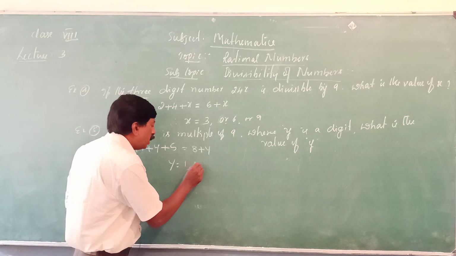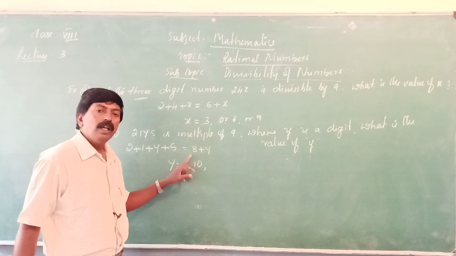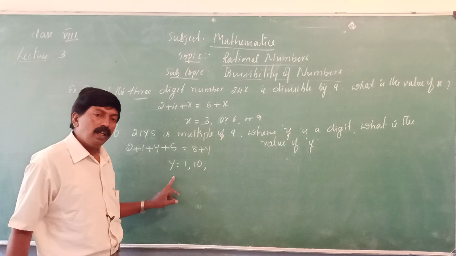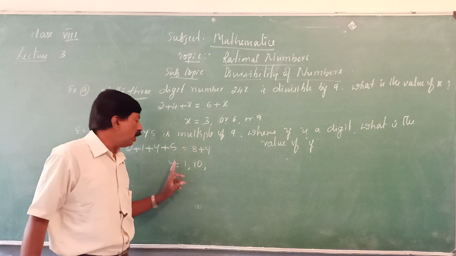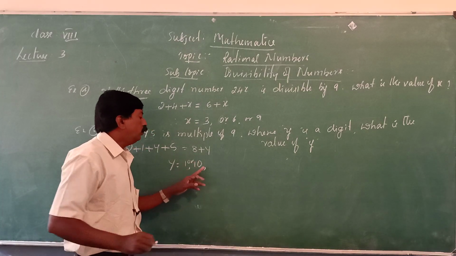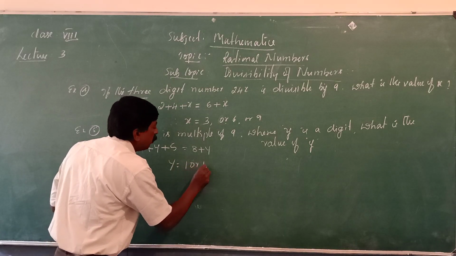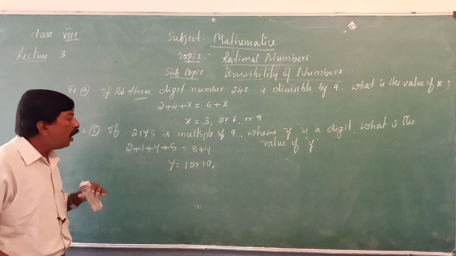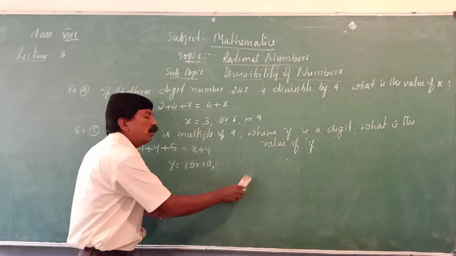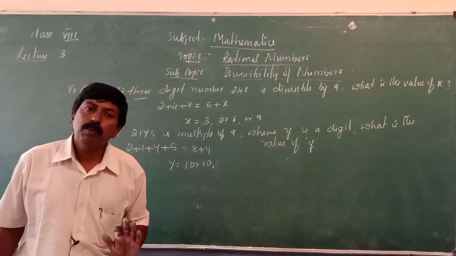Take y value 10, 10 plus 8 is 18, and 9 2s are 18. So if the y value is 1, it is divisible by 9, or if the y value is 10, then also it is divisible by 9, or 27. Like this you can continue and you will get the values of y. Okay, I can put an end. Thank you everyone.